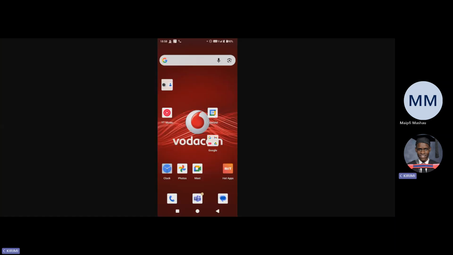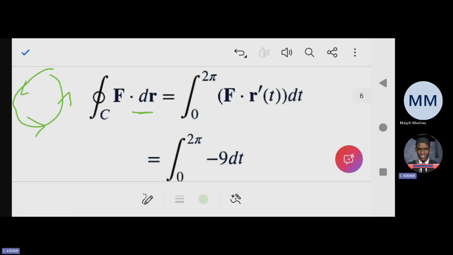What is F dot dr dt? We have already calculated it was negative 9, which means the whole of this we calculated first. Why are we putting dt now? Because for our parametric equation the limits are in terms of t, not theta, so t ranges from 0 to 2 pi. That's why you are putting dt.